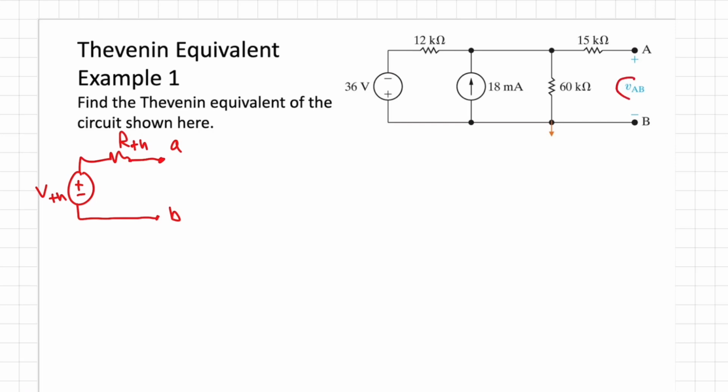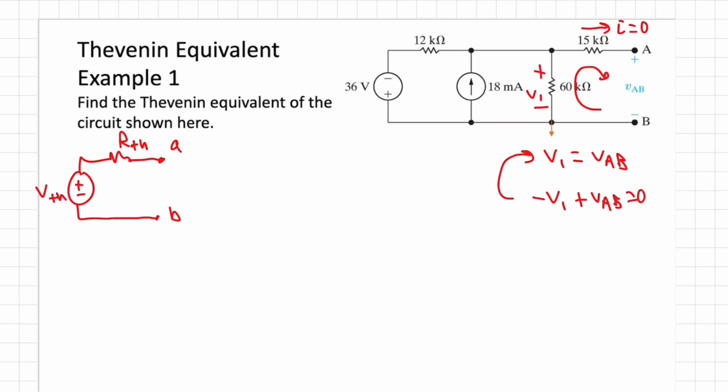circuit voltage. And in this case, this diagram nicely labels it VAB. So for us to solve VAB, what we're going to do is find the voltage across this 60K ohm resistor. And if we know that voltage and we sum the voltages around this loop, we get that this voltage V1 is equal to VAB because there's no current going through this, I equals 0. And if we did negative V1 plus VAB equals 0, we find that V1 is equal to VAB. So let's go ahead and find V1.